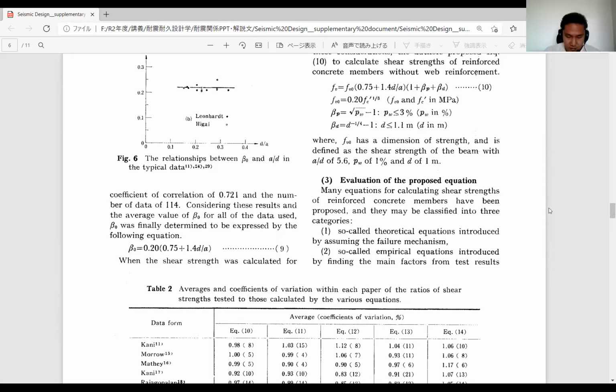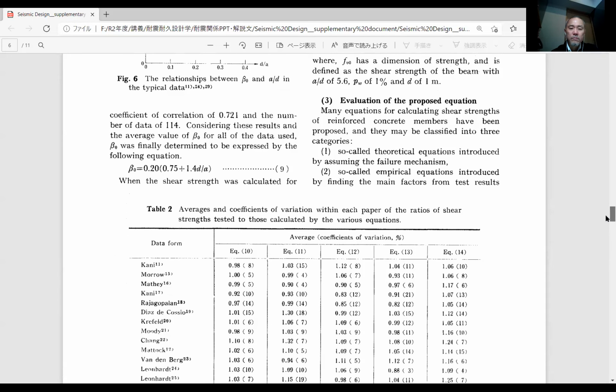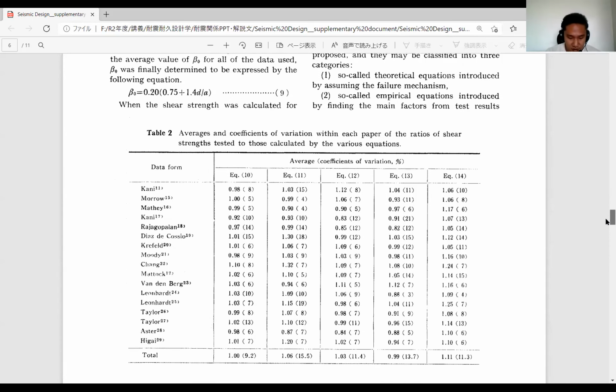The author said that the equations were better because they have compared it to some popular equations like Zsutty, Kennedy, Hedman, Losberg. First of all, their equation was simpler than these three equations, and the results show that they have smaller COVs compared to these equations.